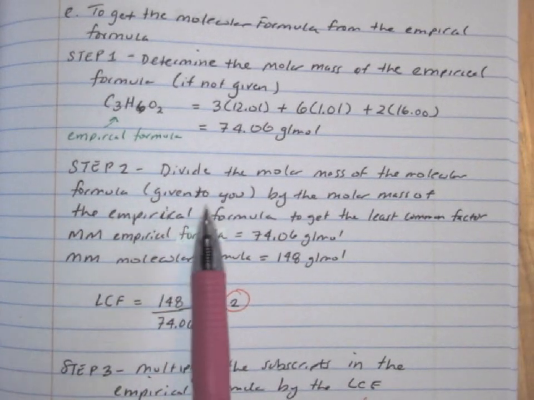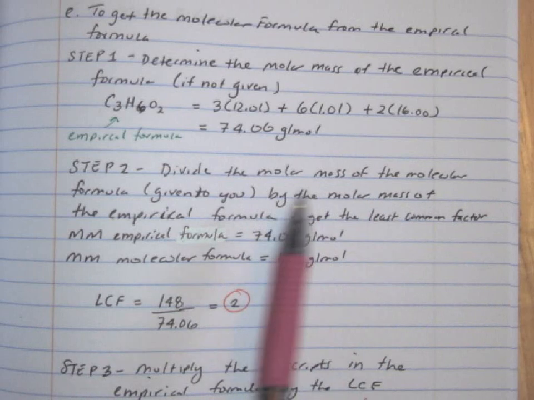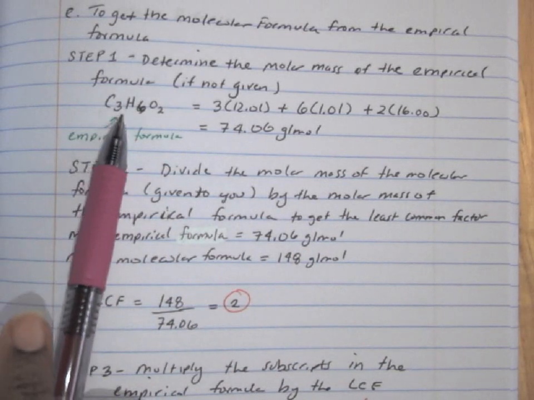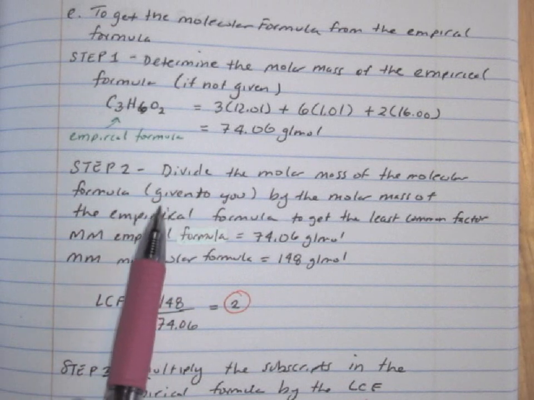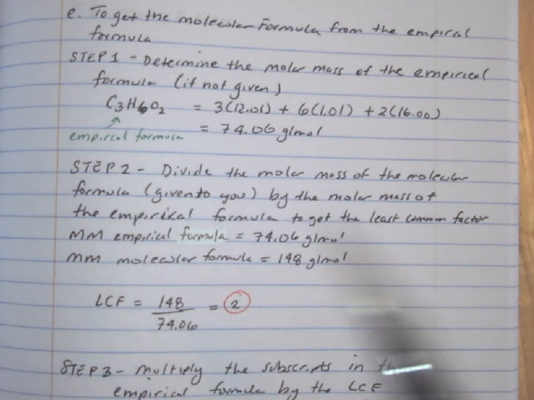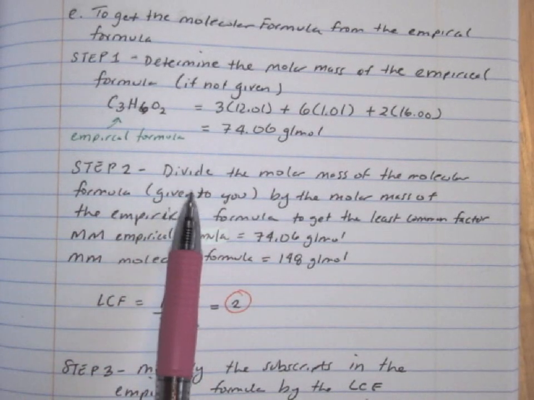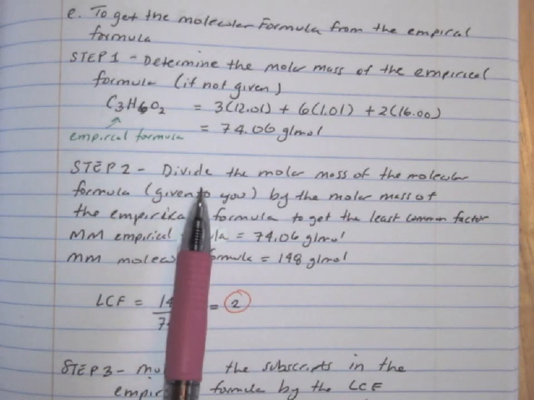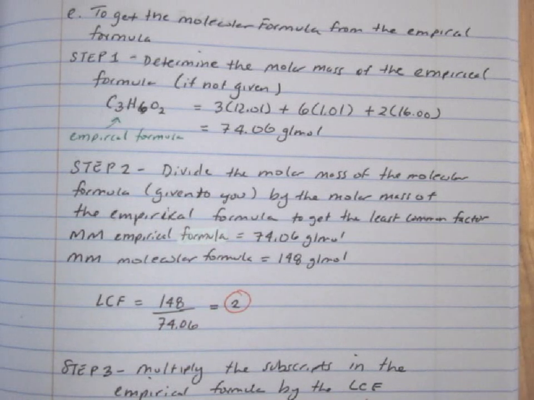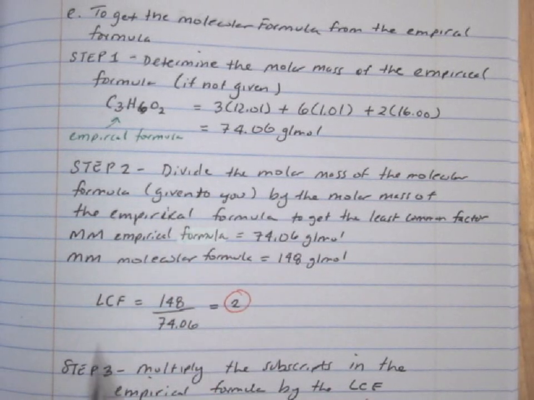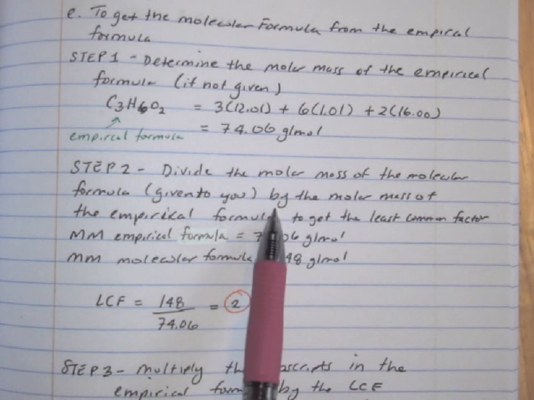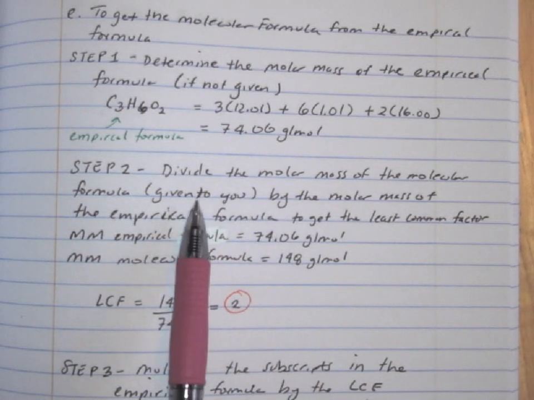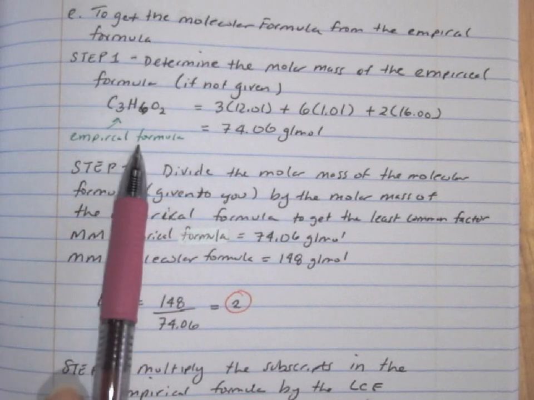Now that that's done, the next thing we're going to do is divide the molar mass of the molecular formula, and that has to be given to you. So they either have to give you the molar mass of the empirical formula, or they have to give you the molar mass of the molecular formula, because you need one of them. In most cases, it's the molar mass of the molecular formula that will be given to you, but not always. But generally, they give you this one. So they'll give you that number, and then you're going to divide the molar mass of the molecular formula by the molar mass of the empirical formula that you just found.